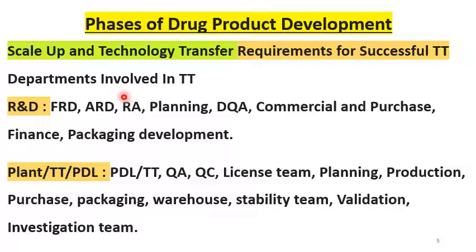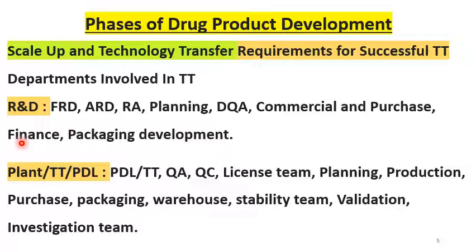Then regulatory affairs is there. Regulatory affairs checks all the documents which are required at the plant for successful execution. Then the planning department is involved in planning of the activities. Then developmental quality assurance assures that the documents have the required quality. Then the commercial and purchase team is involved in the purchase of the APIs, raw materials, and the change parts. Also, the purchase team is involved in purchasing the packaging materials.